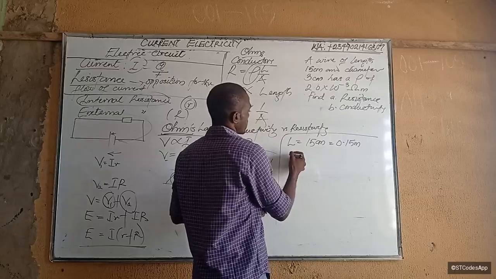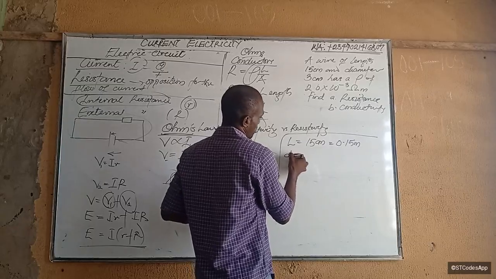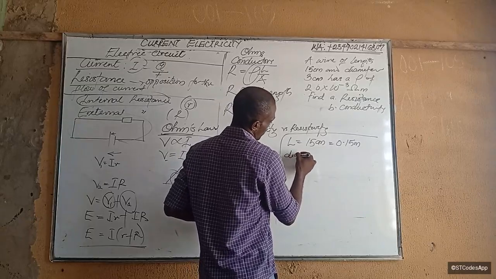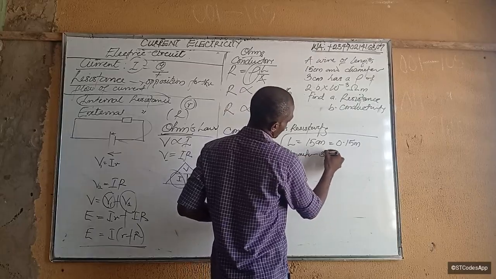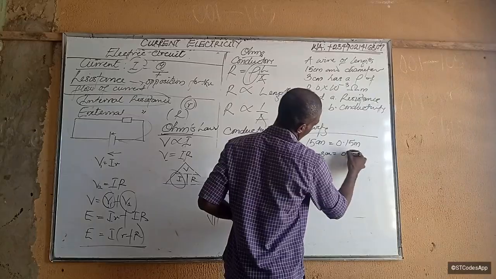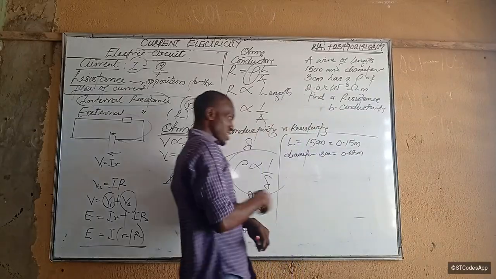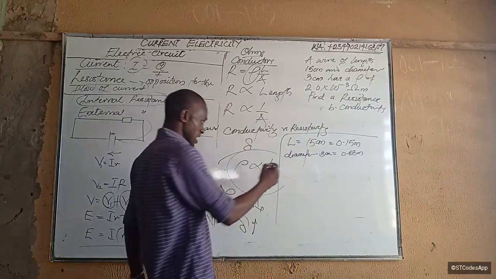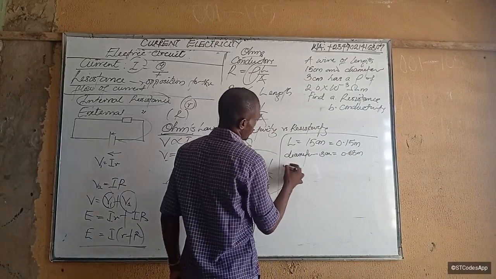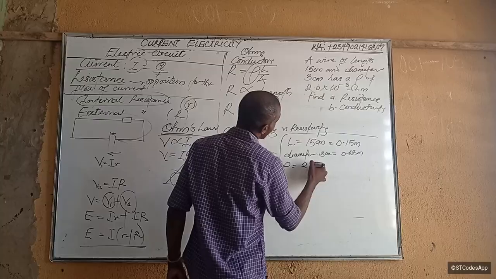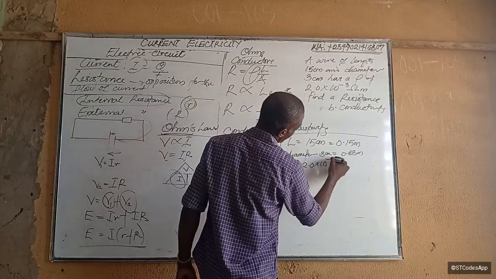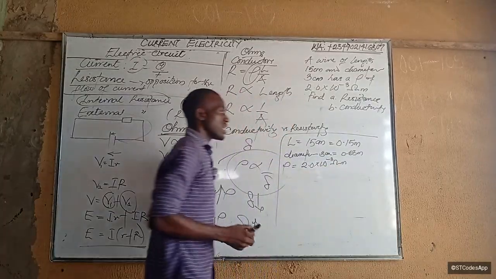The diameter is 3 centimeters. That is 0.03 meters. But we don't need diameter in our formula. Remember, we're also given the resistivity. Let's write that first: 2.0 times 10 to the power minus 3 ohm meters. Now listen.